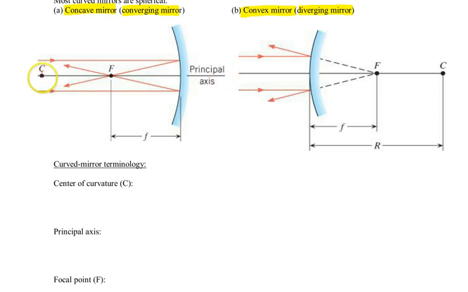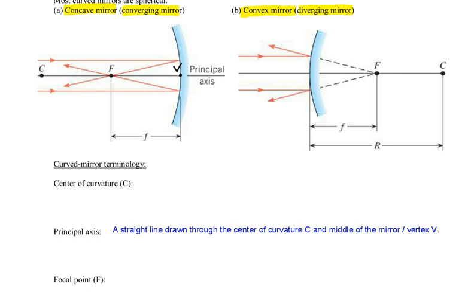That's the line that connects the center of curvature, C, the focal point, and this point in the mirror, which we're going to label as the vertex. I'll just label that as a V here. The principal axis is basically a straight line that is drawn from the center of curvature, C, to the midpoint of this mirror, which I labeled V for vertex.